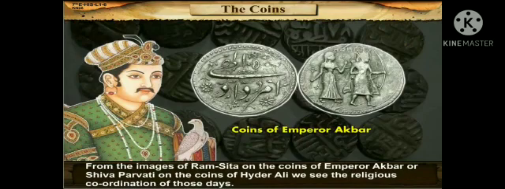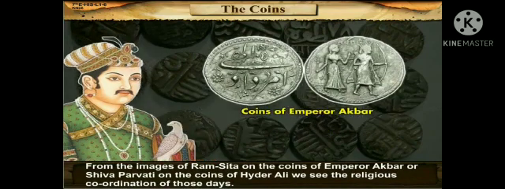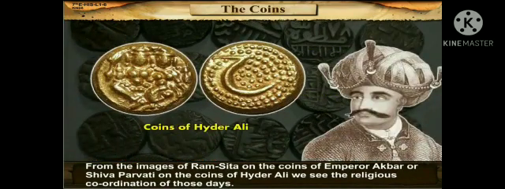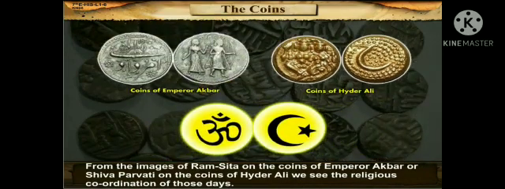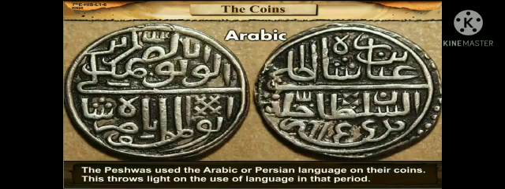From the image of Ram Sita on the coins of Emperor Akbar or Shiv Parvati on the coins of Hyder Ali, we see the religious coordination of those days. The Peshwas used the Arabic or Persian language on their coins. This throws light on the use of language in that period.